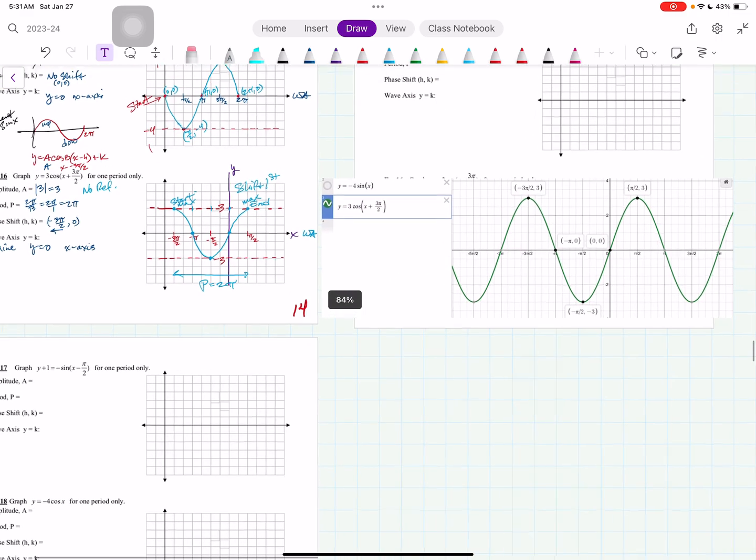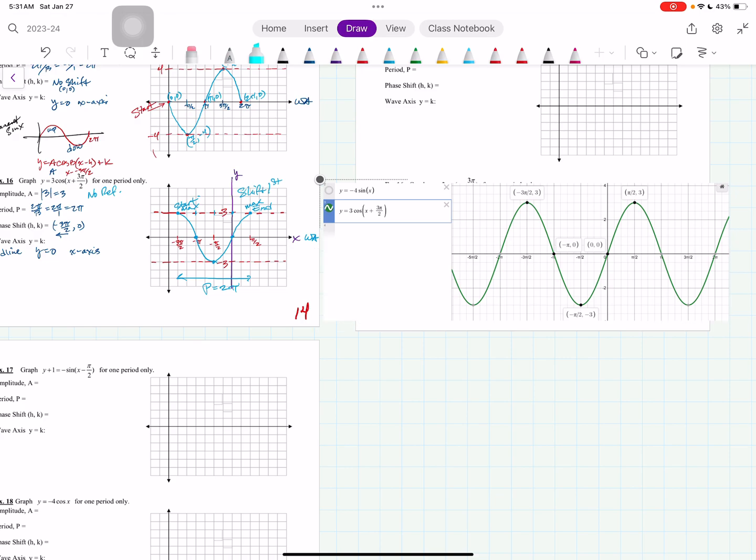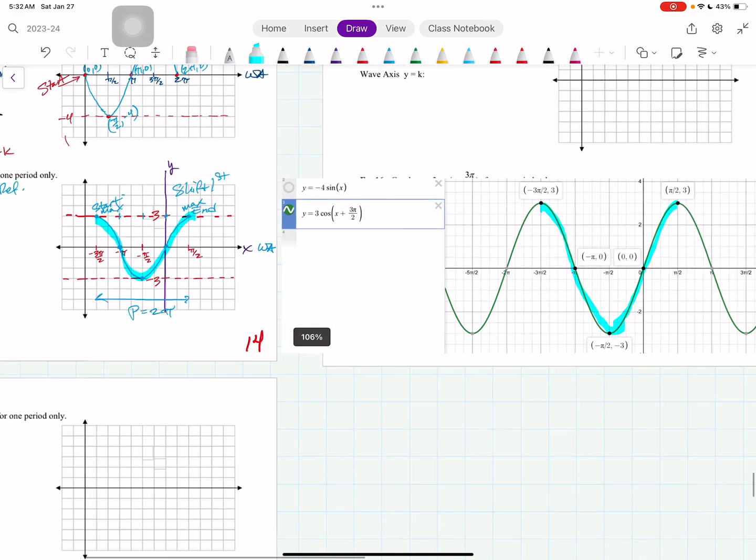All right, so let's check it. Let's see if we're right. So let me highlight it. So we're looking at this piece, this portion here. This is one period only. All right, so here we go. There's the portion here. So notice and compare, they should be the same.